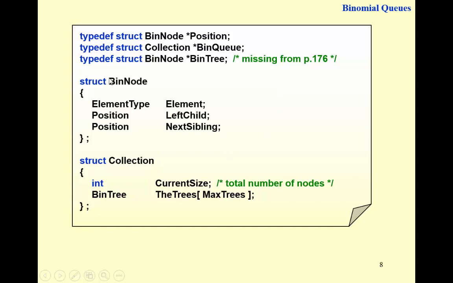Okay, so this is basically the tree node structure. We have a normal element field plus left child and next sibling, 2 pointers. The binomial queue is a collection of the trees. It's an array of tree pointers, where bin tree is a tree pointer. And here we also declare an integer to record the current size, that is the total number of nodes in this binomial queue. And then let's check out the implementation of some of the important functions.